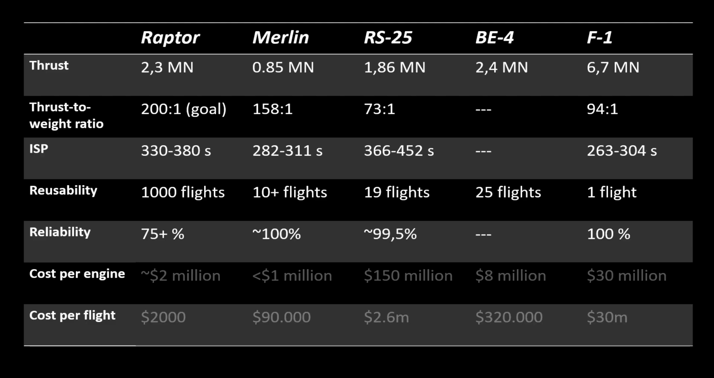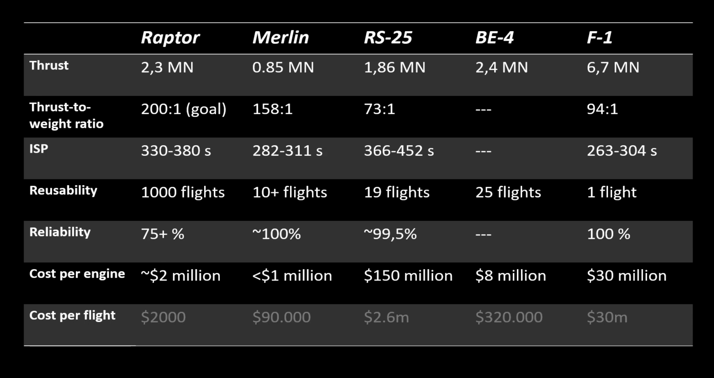And the last factor is crucial for private spaceflight companies like SpaceX. We have been talking about production and operation cost a lot on this channel. The less money an engine costs to produce and operate, the better it is suited to bring the cost of spaceflight down. The cost of producing one Raptor lies at an estimated $2 million, which is pretty low for such a complex engine. The Merlin is even cheaper at less than $1 million per engine in production, making it the cheapest engine on our list by far.